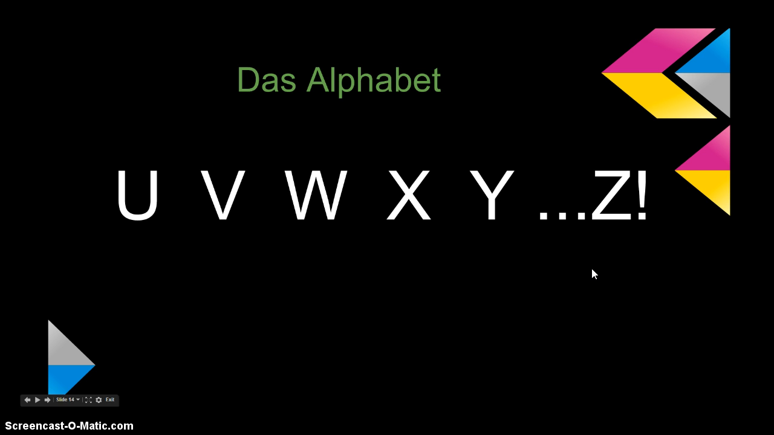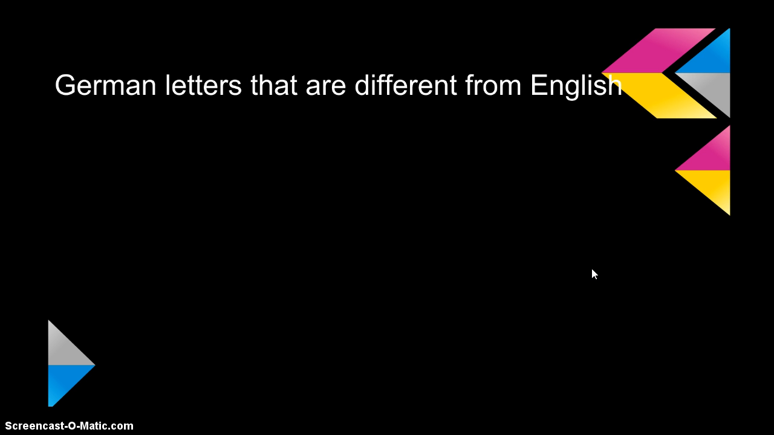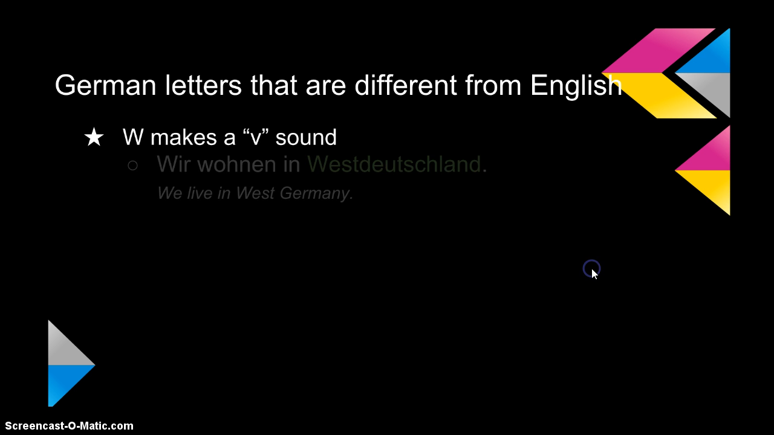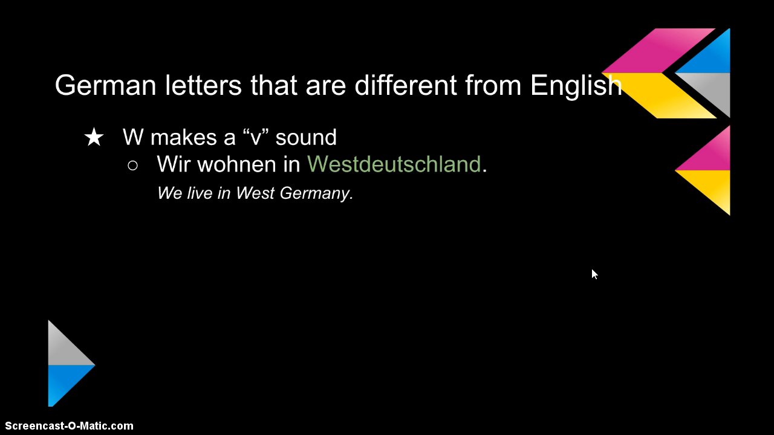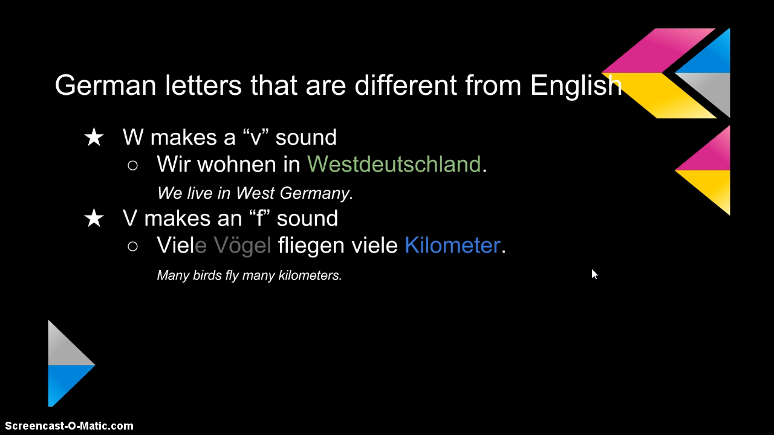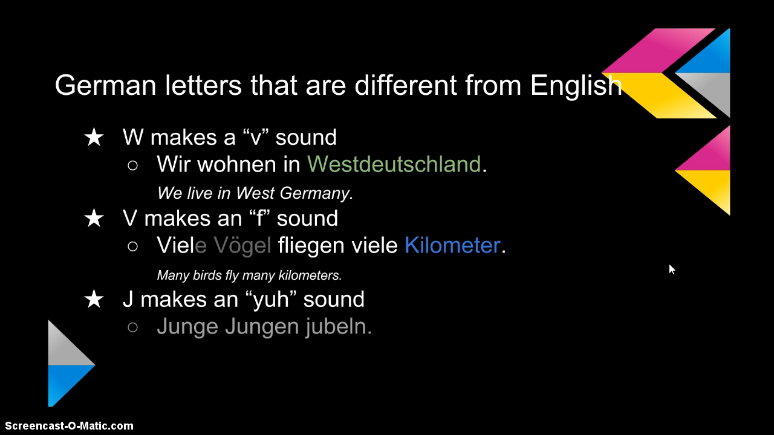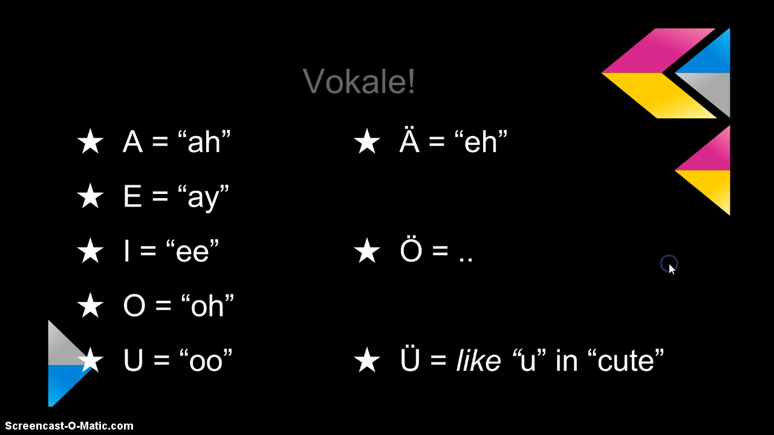Awesome. So let's go over letters in German that are different from English. For example, we have the W, which makes a V sound. For example, wir wohnen in Westdeutschland. V makes an F sound. Viele Vögel fliegen viele Kilometer. J makes a Y sound. Junge, Jungen, Jubeln. Those are the main consonants that are very different in German.